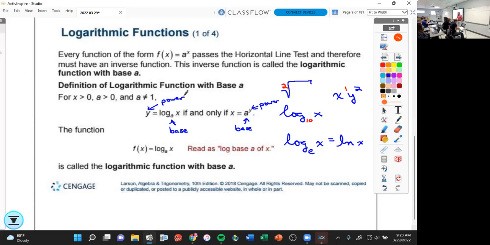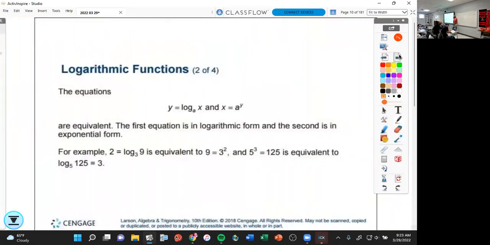And we'll do some stuff with this later on. It's kind of new to you, I know. Have you ever done logarithms before? Anybody? That's what I thought. Brand new stuff. So y equals log base A of x and x equals a to the y power are the same thing. The first equation is in logarithmic form and the second equation is in exponential form.